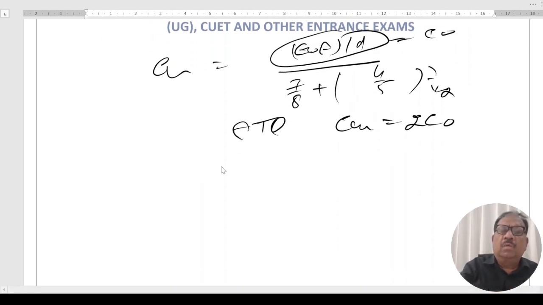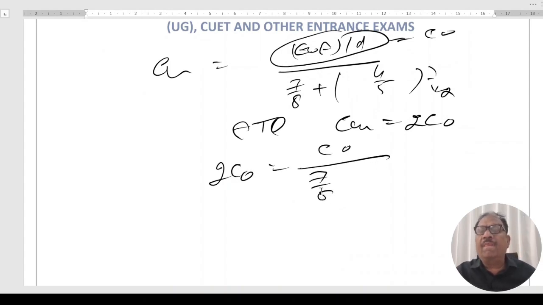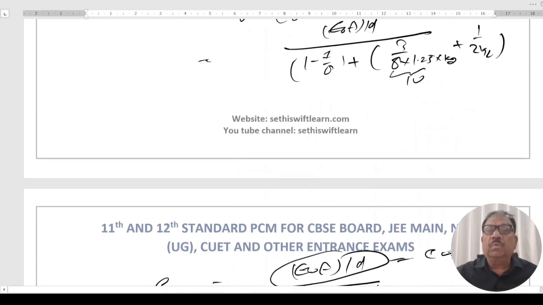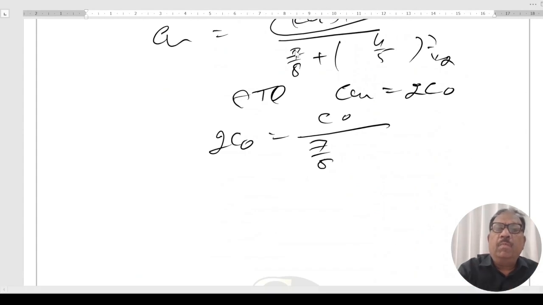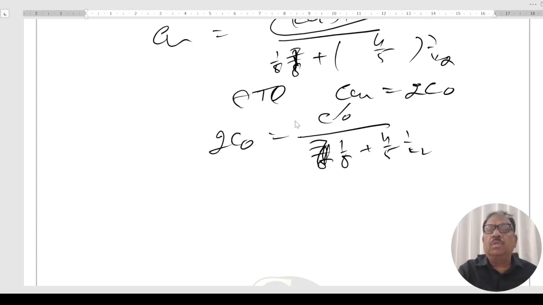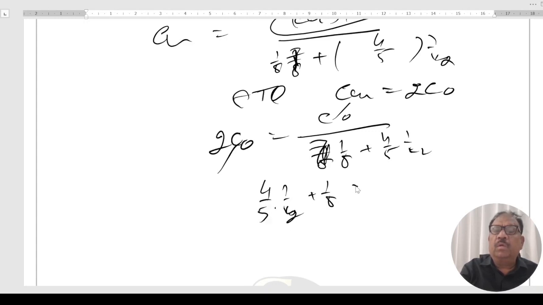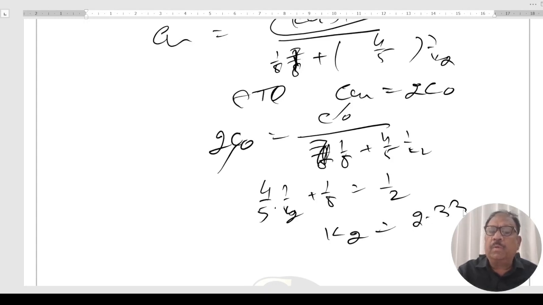Therefore, twice C naught equals C naught divided by 1 minus 7 by 8, which comes out to be 1 by 8. So this becomes 1 by 8 plus 4 by 5 into 1 by K2 equal to 1 by 2. On simplification, K2 comes out to be 2.33.